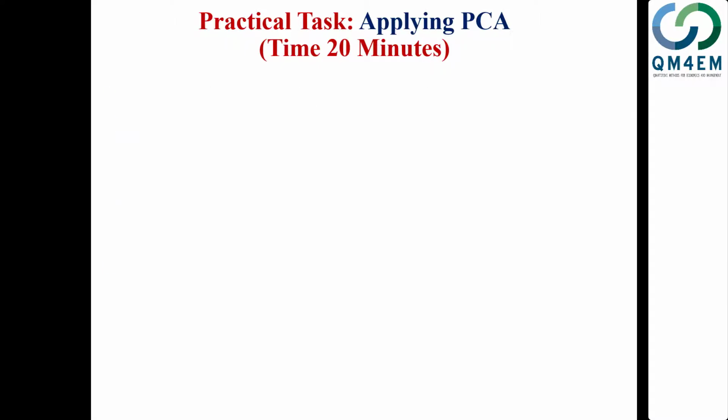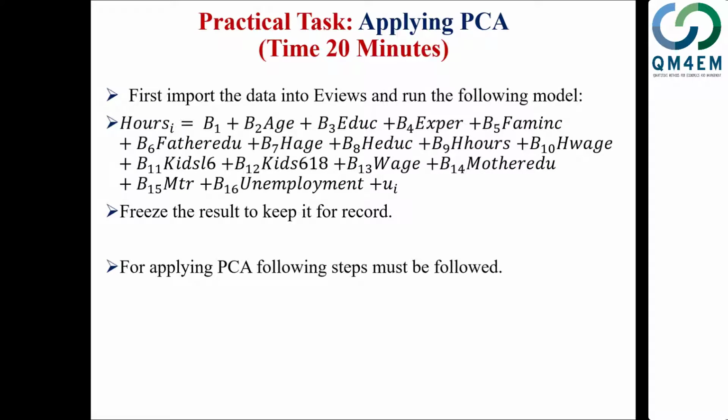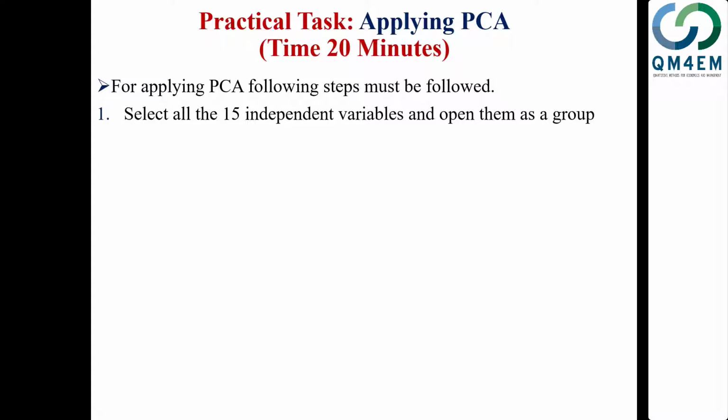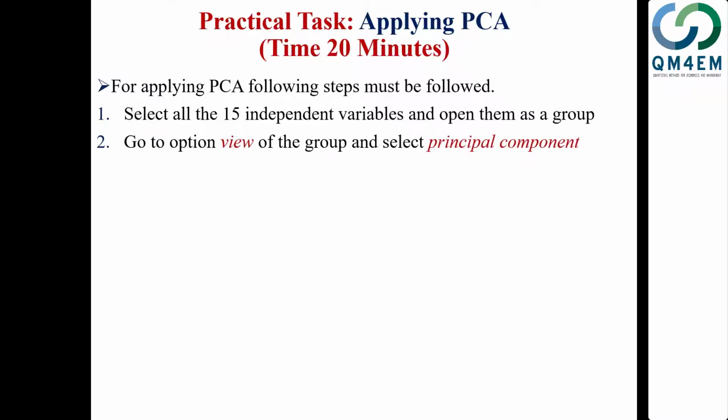First, take the data. I will run the regression model first. Then I will freeze the output so that I have the results available to me. Then I will apply PCA in the following steps. First, I will select all 15 independent variables and open them as a group. That's a straightforward task. Secondly, I will go to the View of the group and select Principal Components. The variables are open as a group, so I can see the values of the variables.